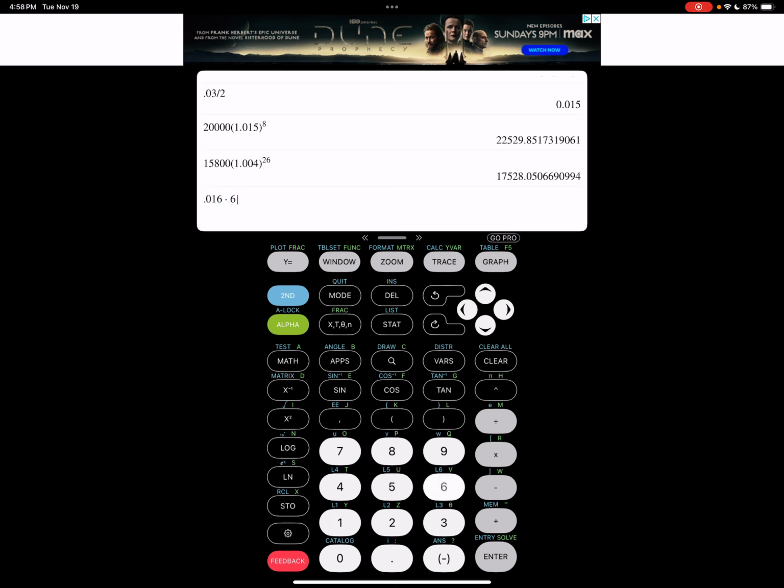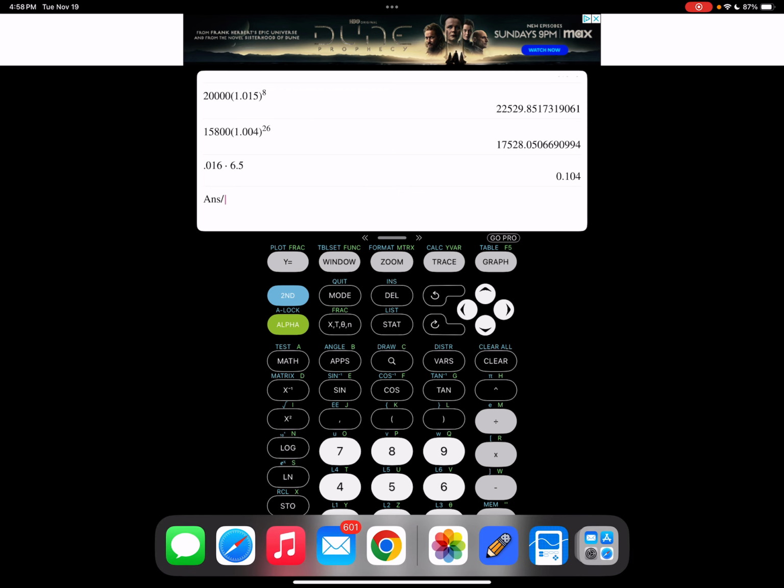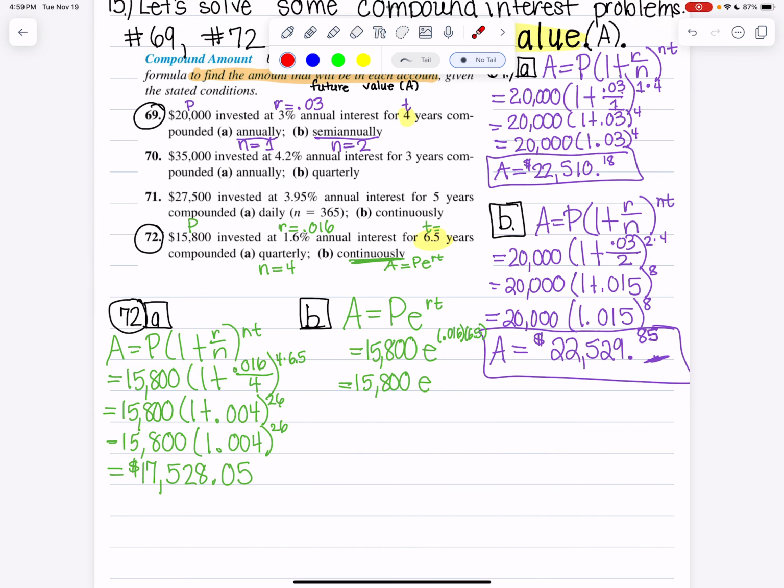0.016 times 6.5. That's what we're doing. This is what I get. I'm going to substitute that in instead of that right there. Okay, so let me go back. You all, let me do it. Sorry, I don't have it in right mode. That gives me that. Now, guess what? We put it in the calculator just like this. Let's do it.